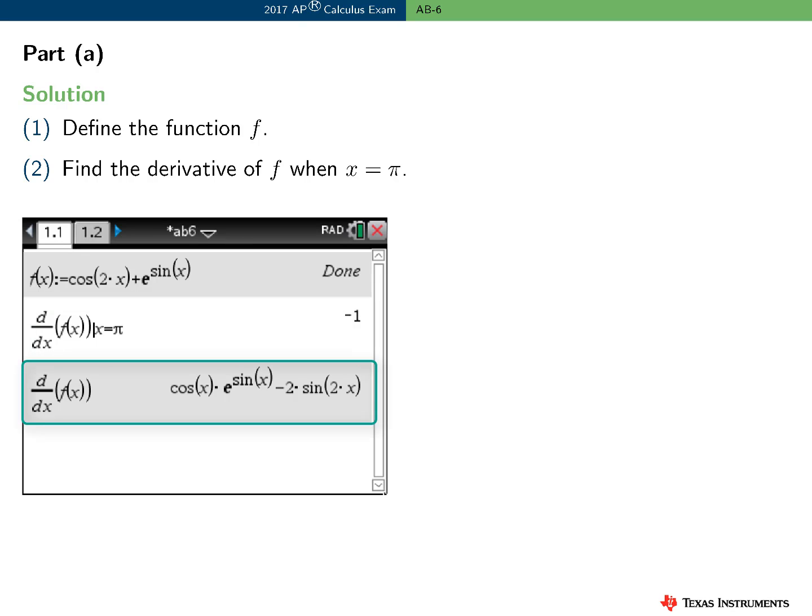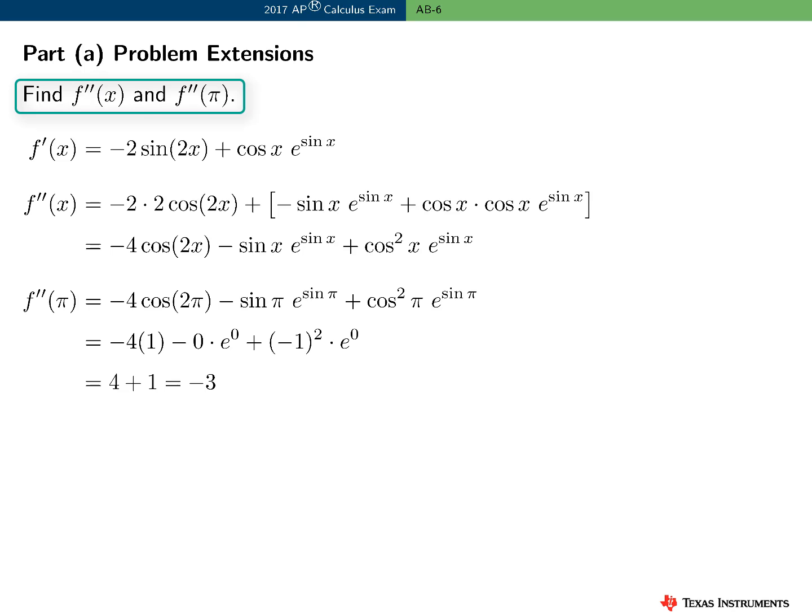Now, just to be complete, I've included the symbolic derivative of f, but note that using technology, I didn't have to really produce that symbolic derivative. Here's a natural extension to part A. Find f double prime of x and evaluate f double prime at pi.